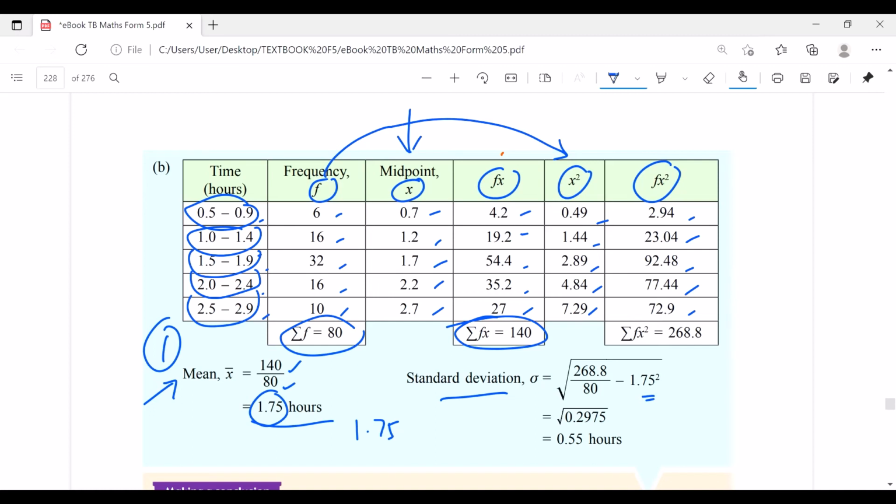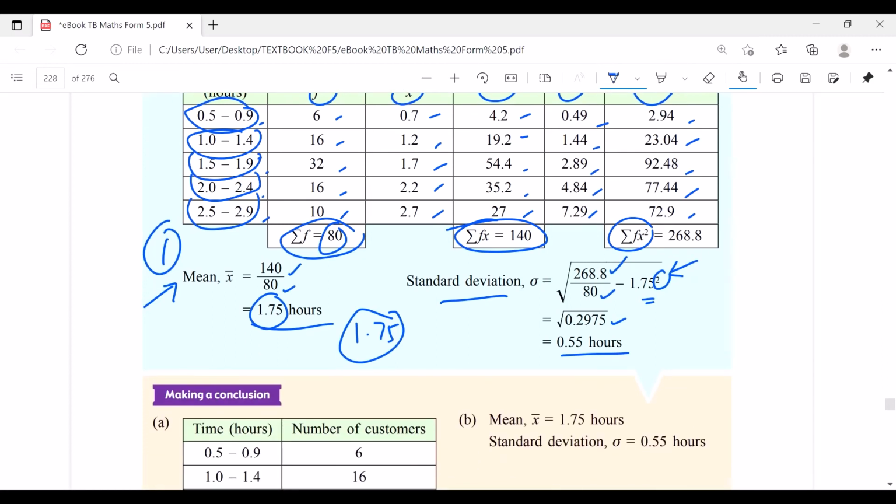Okay, so this one, this is your fx square divided by total frequency, this one, minus this one. You square it, remember, and then use your calculator. You get this one, you square it, square root it, you'll get 0.55 hours. Yeah, so you get the answer.